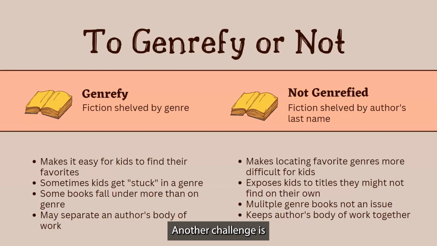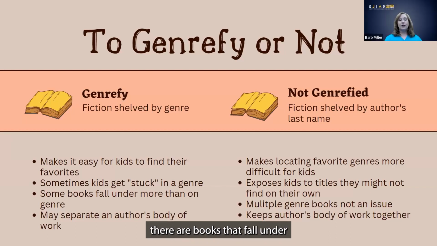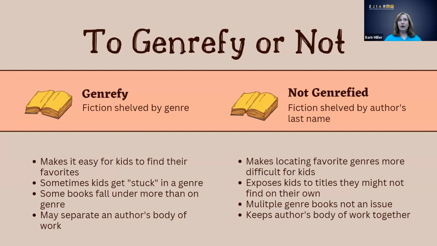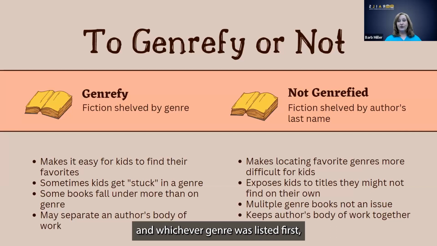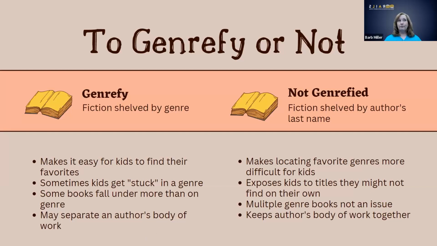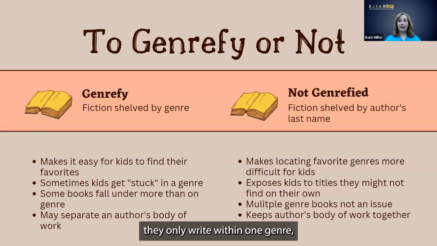Another challenge is there are books that fall under more than one genre. My solution to that, maybe not the best one, but it worked for me, is I would go to Follett's Titlewave page, and whichever genre was listed first, that's where my book went. I figured they did all that cataloging, they may have some idea. Another thing to consider is that sometimes it'll separate an author's body of work. A lot of authors only write within one genre, but you have some that go across. So it really depends on how you do things.